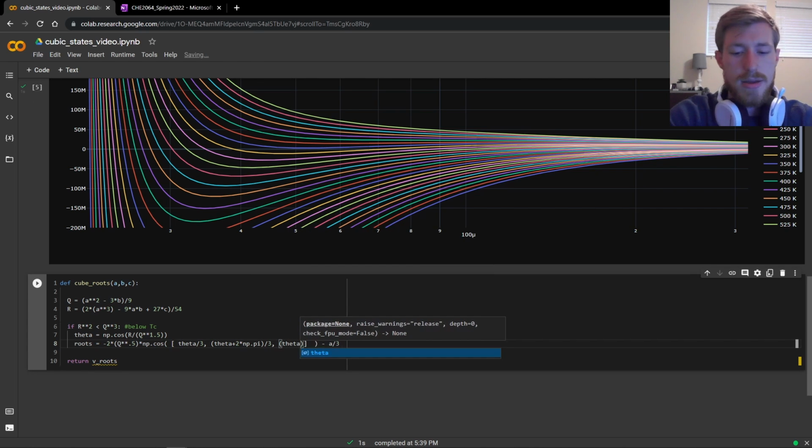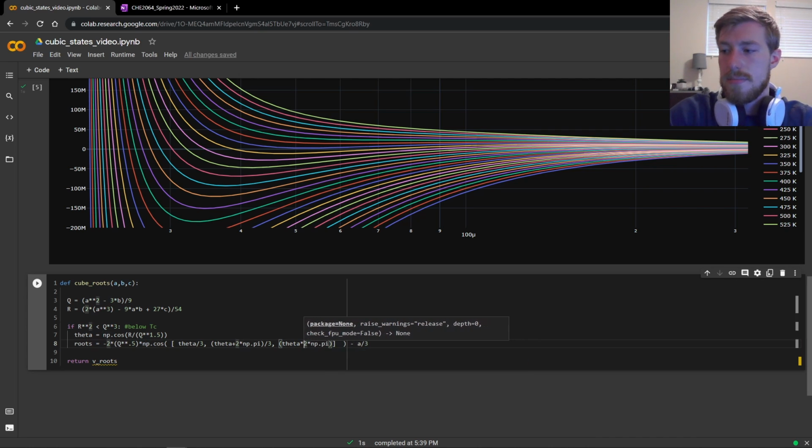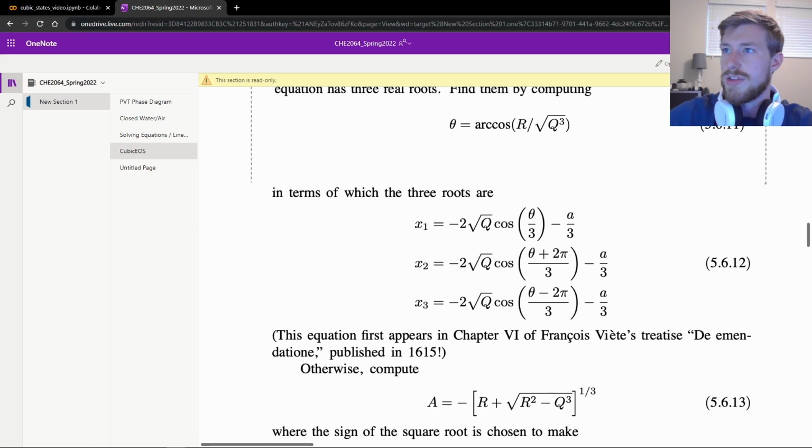So theta, but it is minus, not multiplied, minus 2 pi. We'll put spaces in there for clarity too. Minus 2 pi divided by 3. So that's our array with our first root right there, our second root, and our third root.